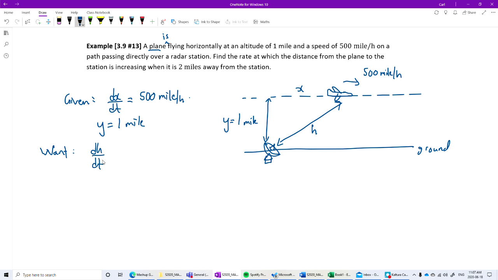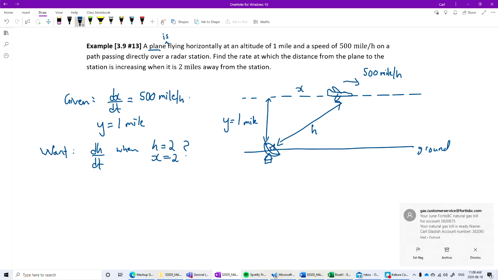dh/dt when it is 2 miles away from the station. So is that when h equals 2 or when x equals 2? This is a little bit ambiguous, right? Is it when the plane is 2 miles in a horizontal sense or 2 miles in the straight line sense?